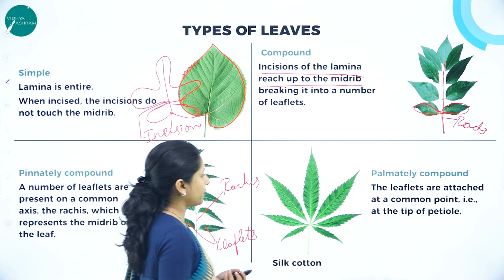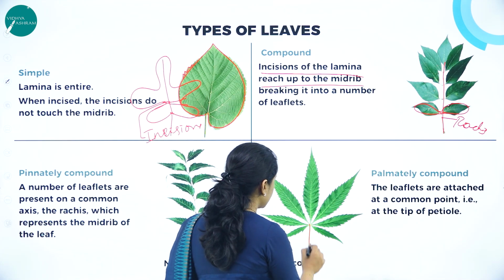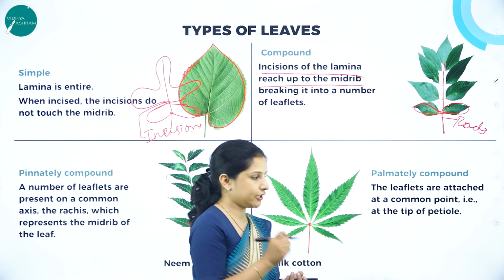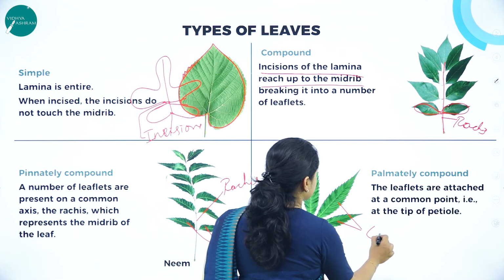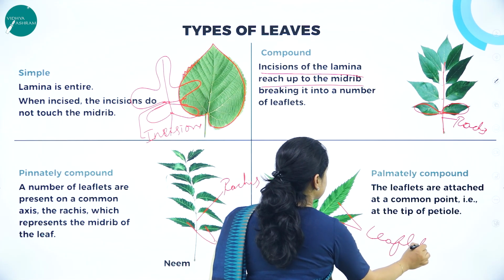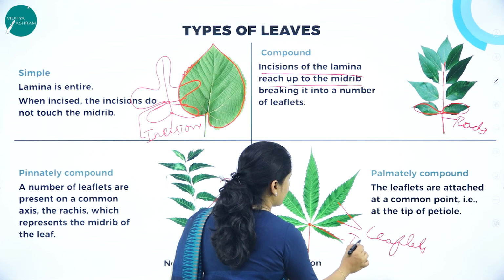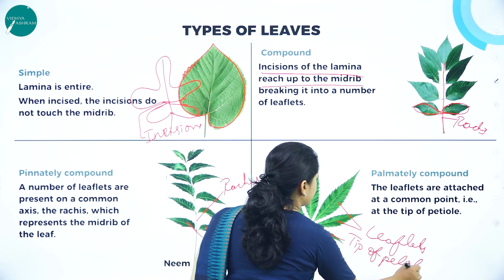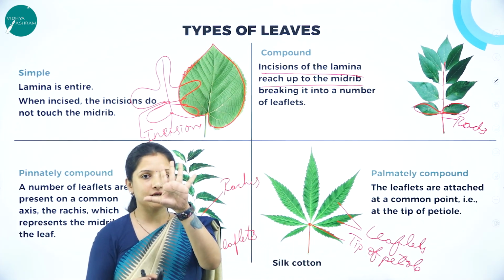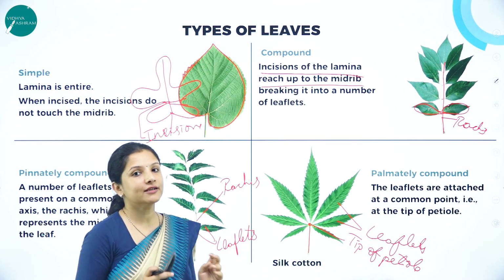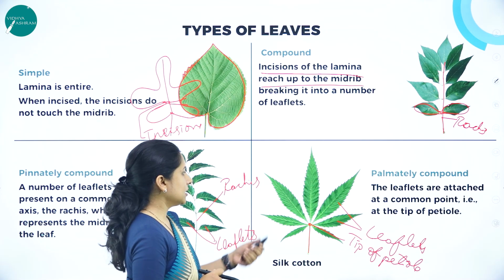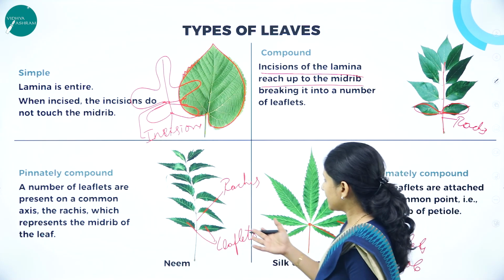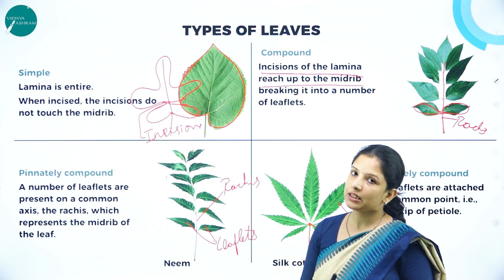In palmately compound leaves, we have the petiole. All the leaflets will start from a single point on the petiole. So, these are the leaflets. They start from the tip of the petiole, and it looks just like fingers on a palm, right? So, that is why it is called palmately compound leaves. Palmately compound leaves are commonly seen in silk cotton, and pinnately compound leaves are commonly seen in neem plants.